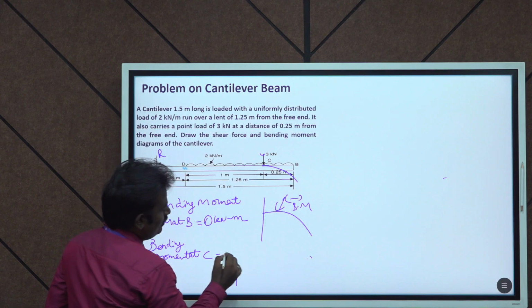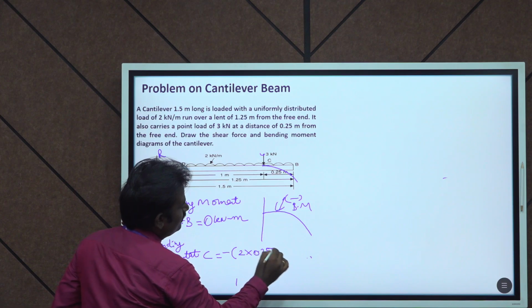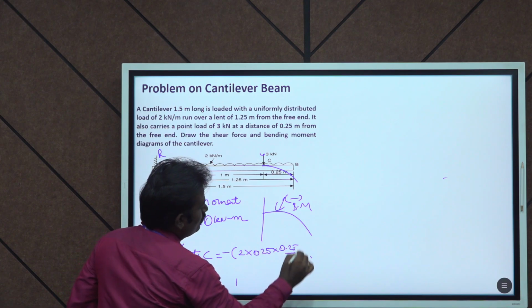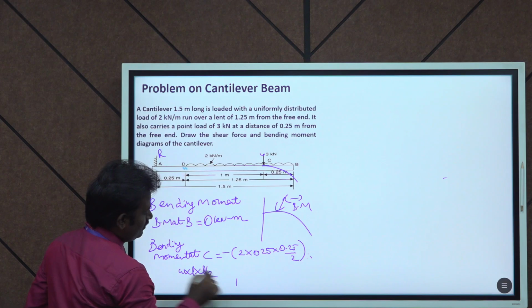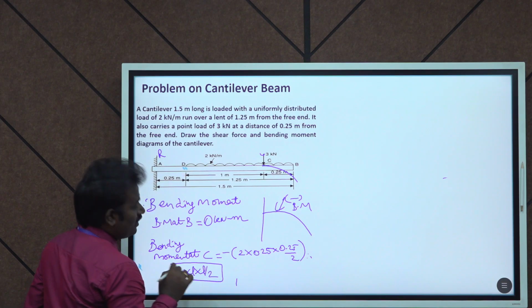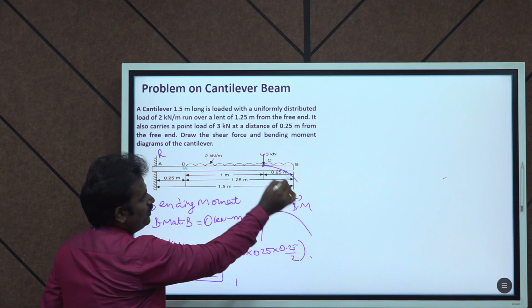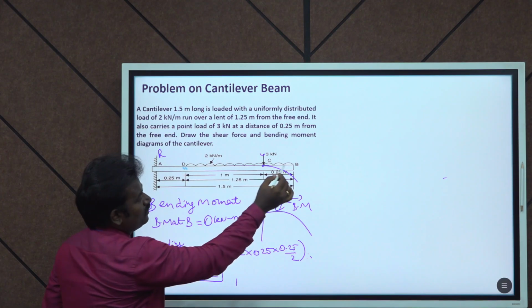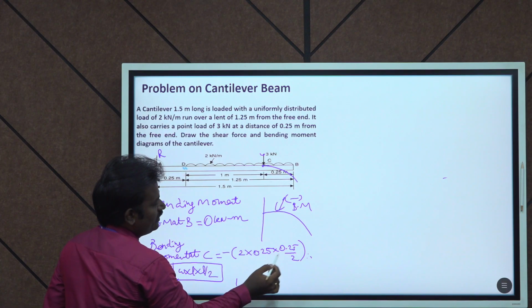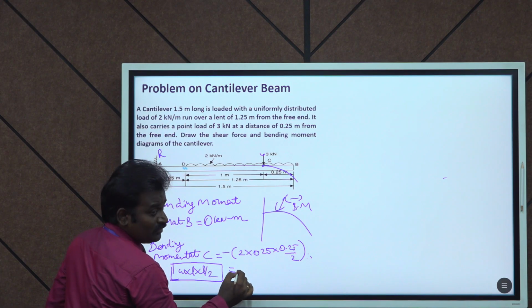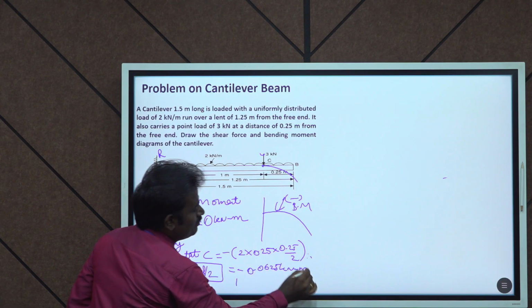So bending moment at C is equal to minus 2 into 0.25 into 0.25 by 2. The bending moment formula for a UDL is W into L into L by 2. Here only consider this UDL load, don't consider this point load. The load is 2 kilonewton per meter, into distance 0.25, into 0.25 by 2. So here the answer is 0.0625 kilonewton meter.